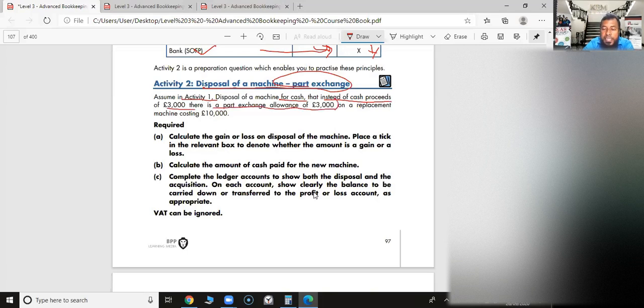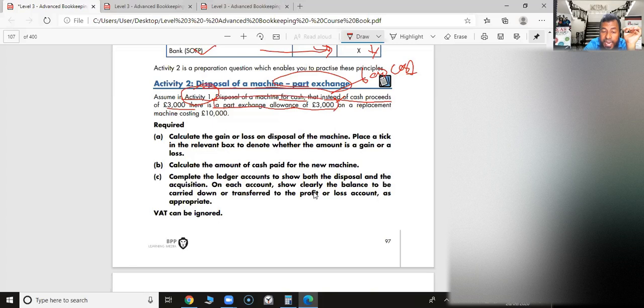Our old asset had a cost of 6,000. We exchanged it for 3,000. Everything is the same because it's coming from activity 1, so the accumulated depreciation is the same. The net book value, the carrying amount, is the same. But we gave the old asset, and this is the important part here.